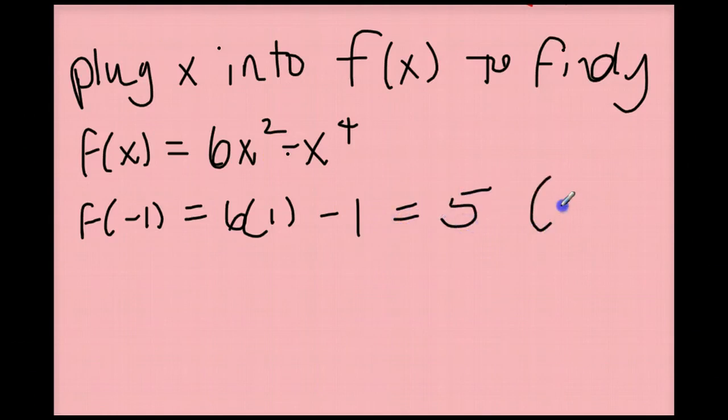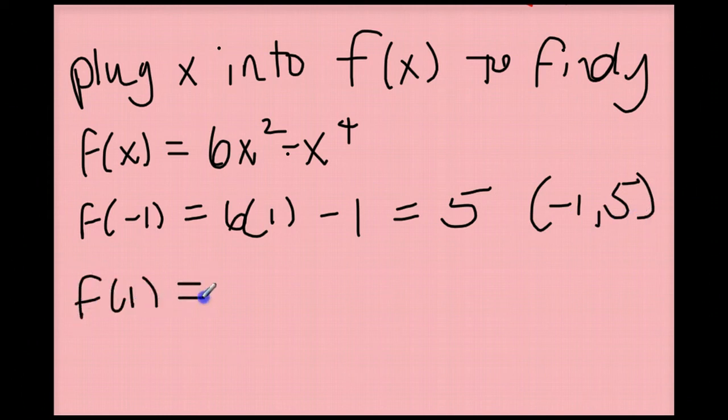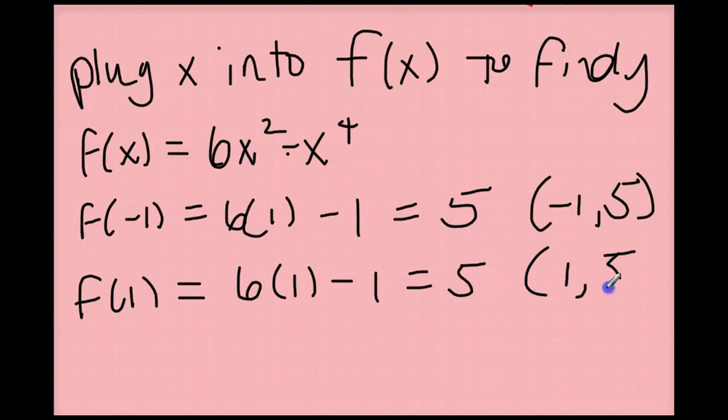So our first point of inflection is at (-1, 5). I also have to plug in my second point of inflection. I do 6 times 1 squared, which is 6, minus 1 to the 4th, which is 1, and that also gives me 5. So my next point of inflection is at (1, 5).